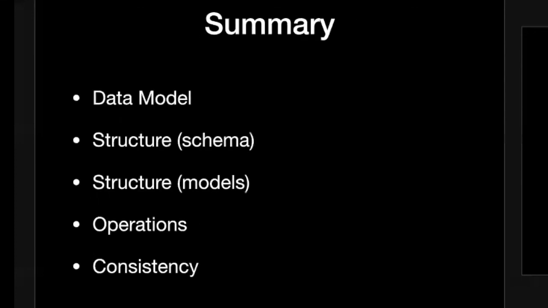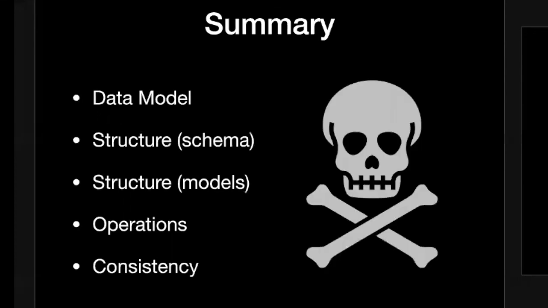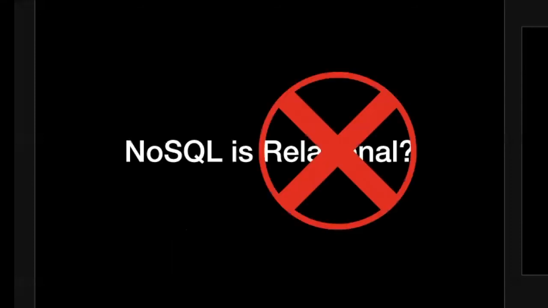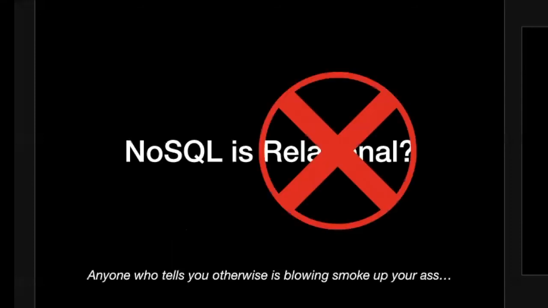So in summary, we've looked at the data model, fundamental structure, schemas, logical models, operations, and consistency. In all those cases, we've seen that NoSQL is not relational, okay? So if somebody comes to you and says, I have a relational NoSQL database, basically, they're blowing smoke up your ass, okay? And that's it.